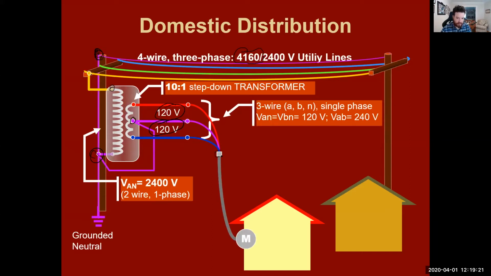Now, this gray piece from here to here is just the conduit. All right, it's just a pipe that holds 3 wires or 4 wires or 1 wire. It's just a piece of pipe. All right, you still have all the wires inside of it.